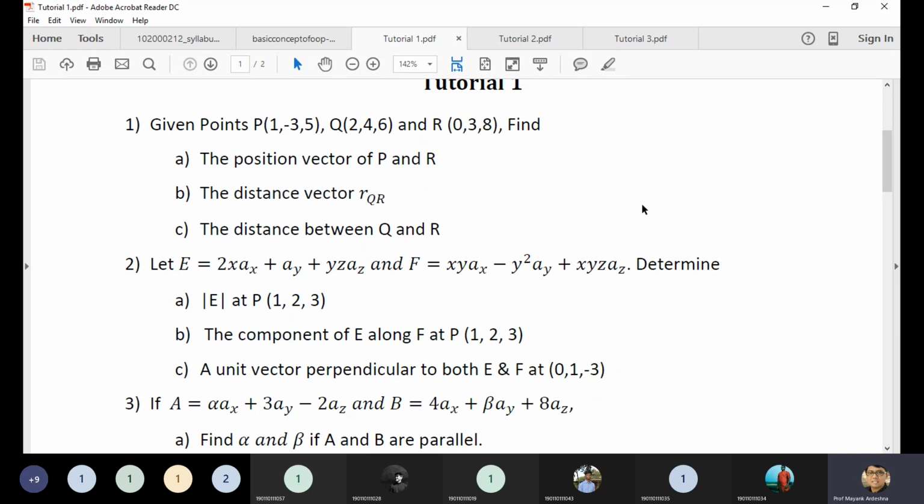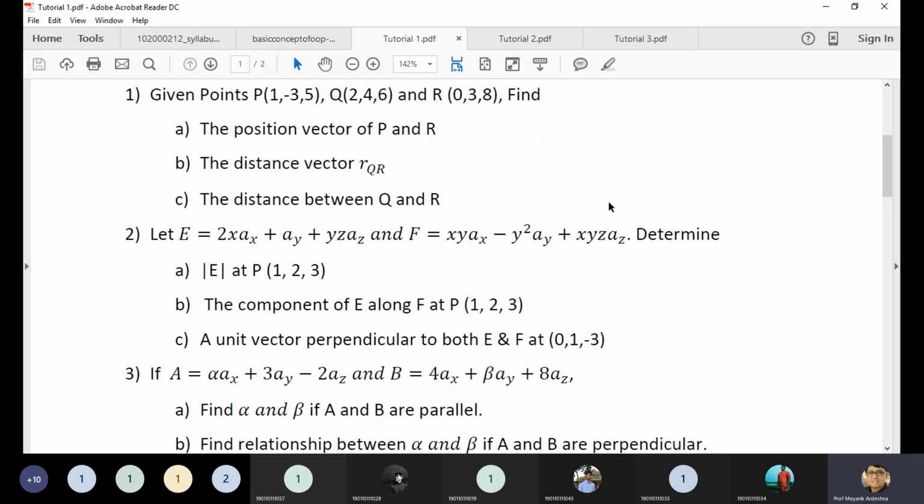There is some difference between the distance vector and the distance between Q and R. If they are asking about the distance vector, you have to represent the answer in terms of ax, ay, az, if it is the Cartesian coordinate system. If they are asking about the distance, then whatever vector you calculated, you just take the magnitude and find the answer. So this is the first example.